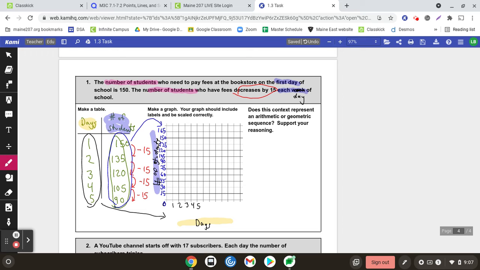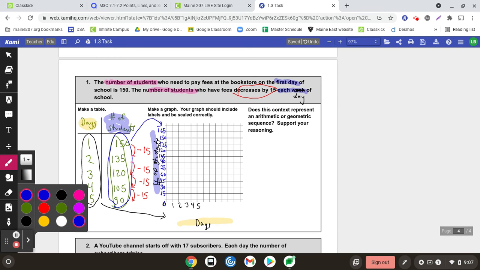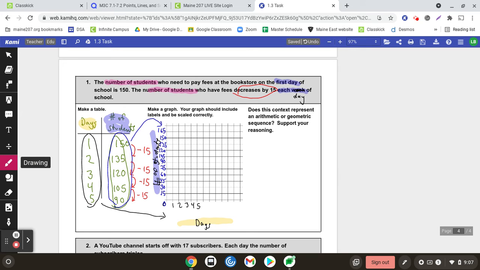So let me plot some points here. Let's go with purple. I've got 1, 150. So I go 1 to the right, 150 up on my graph. I've got 2, 135. I have to graph 3, 120. I have to graph 4, 105. And I have to graph 5, 90. And I'm done taking my table and turning it into a graph.